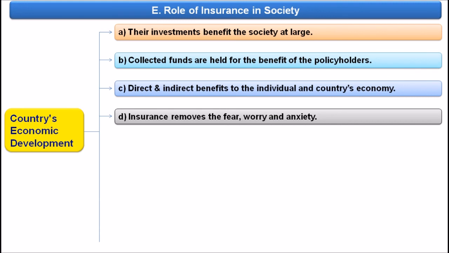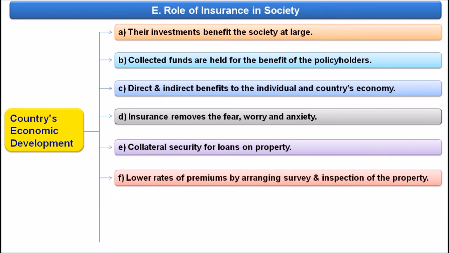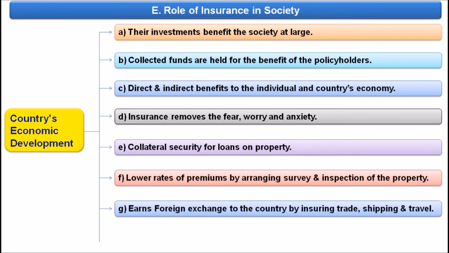Moreover, insurance removes fear, worry and anxiety. These are all the positive things. Collateral security for loans on property: you can use your insurance policy document as collateral security for taking loans on property. And lower rates of premiums by arranging survey and inspection of the property. Yes friends. Next, what else?